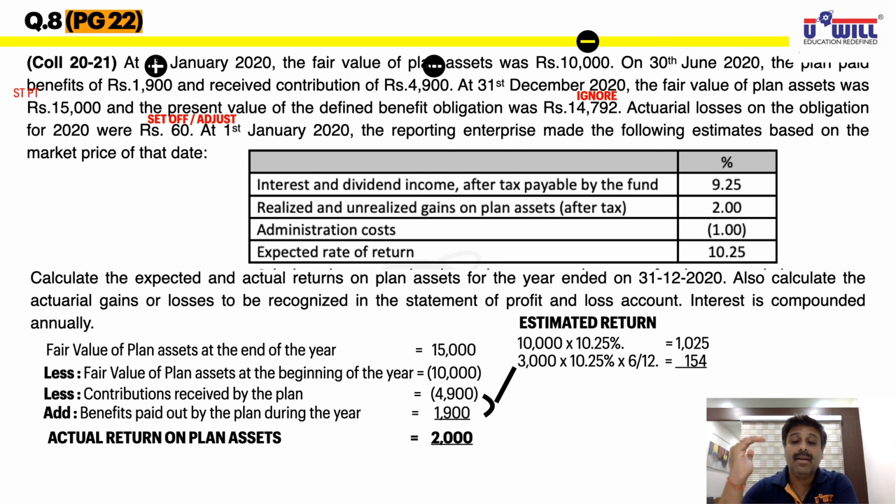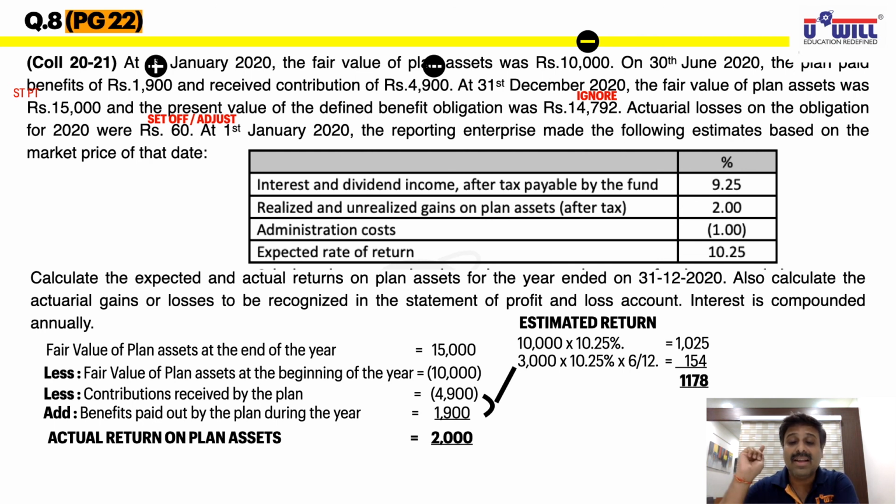I repeat, the investments value in the beginning of the year is 10,000. On that, you can see in this table, estimated rate of return 10.25% for whole year will get 1025. Then we invest 4,900, receive 1,900. So net investment going from our pocket is 3,000 rupees. On that, we will earn 10.25% return for 6 months. That will be 154 rupees.